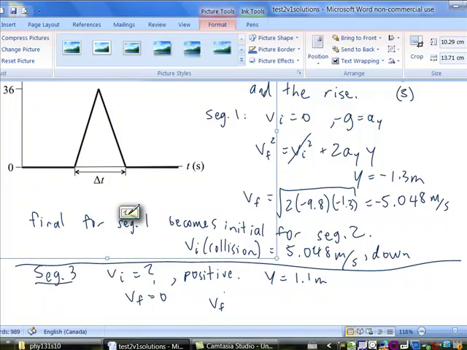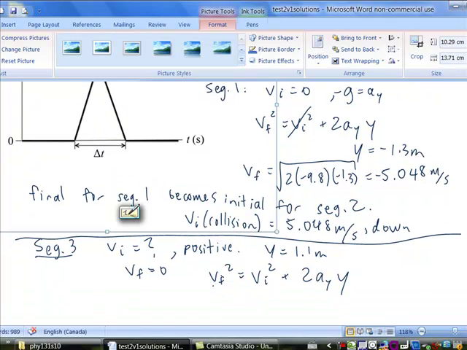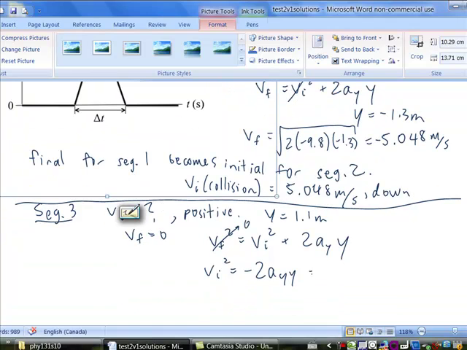So again, we're going to use the same equation. V final squared equals V initial squared plus 2 times a sub y, which is negative 9.8 times y. This one goes to 0. So we have V initial squared equals negative 2a sub y times y. So that means that V sub I equals the square root of negative 2 times negative 9.8 times the 1.1 meters. This one turns out to be 4.643 meters per second, and that's in the upward direction.